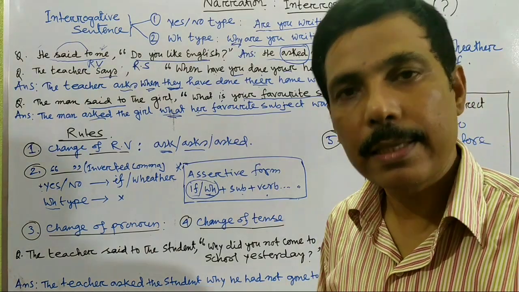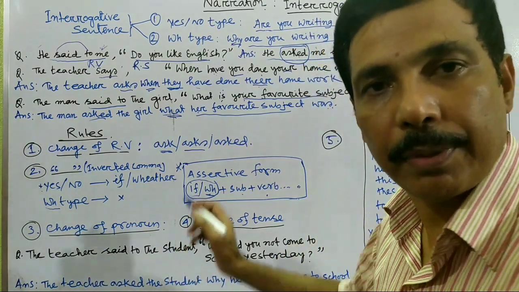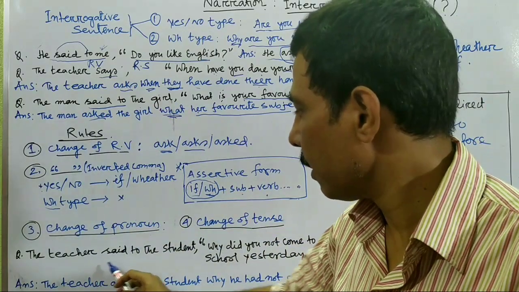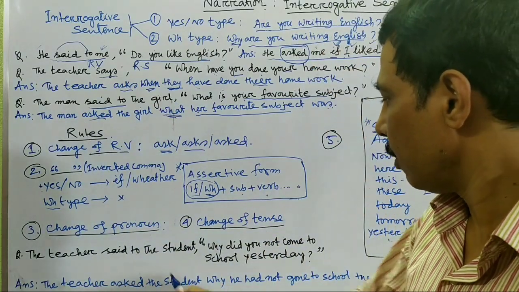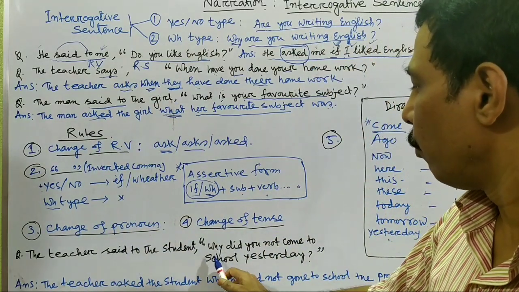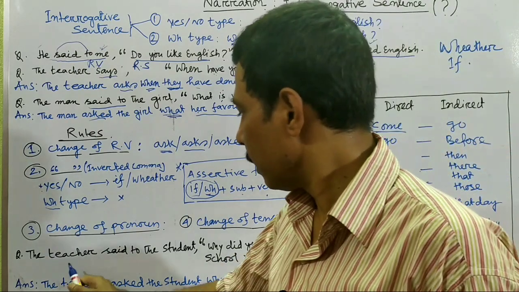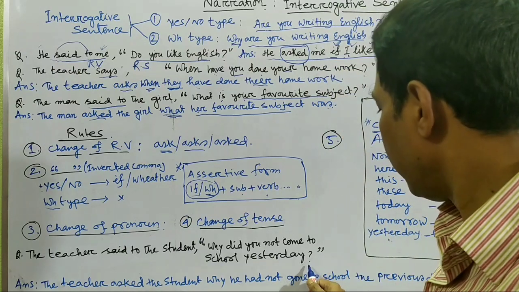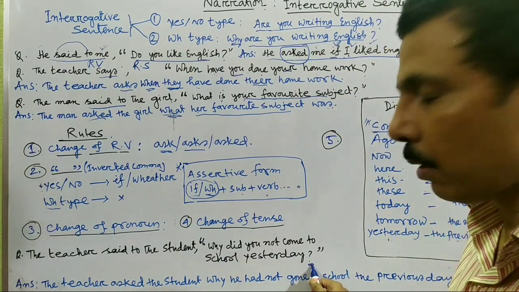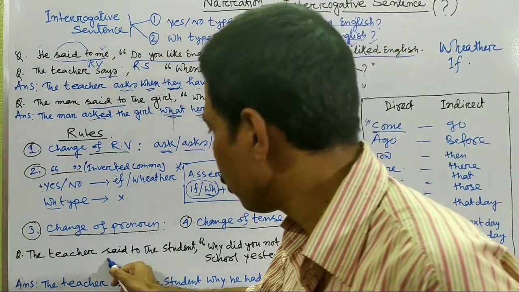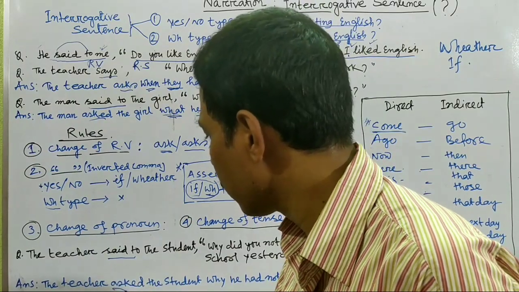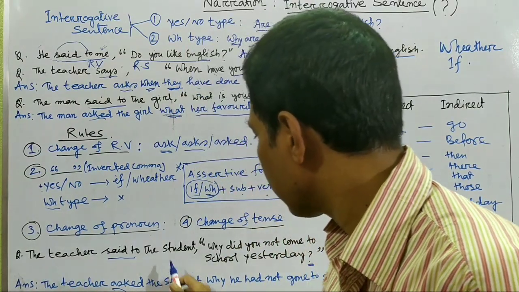Now take an example to recap the lesson. The teacher said to the student, why did you not come to school yesterday? Now the teacher said to the student, why did you not come yesterday, it is a note of interrogation. So said to, this verb changes into asked. So the teacher asked the student.